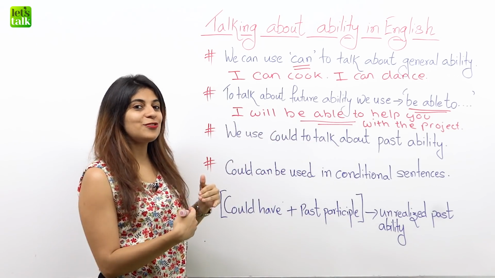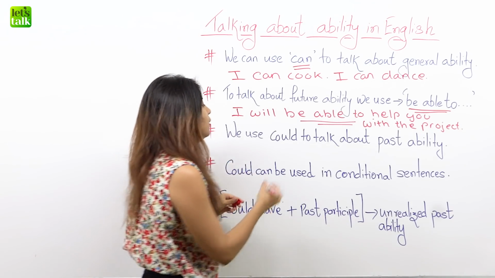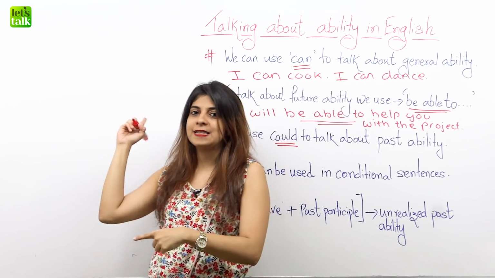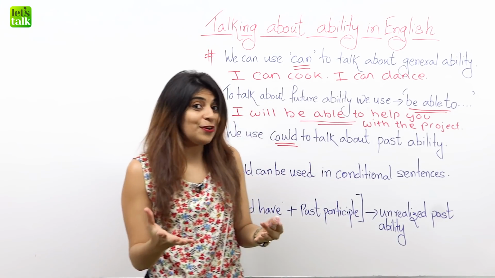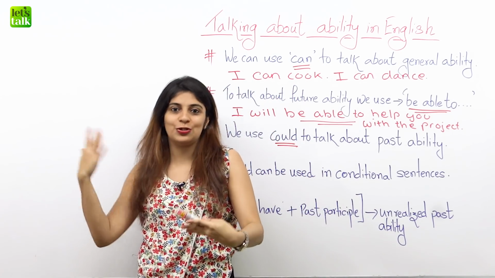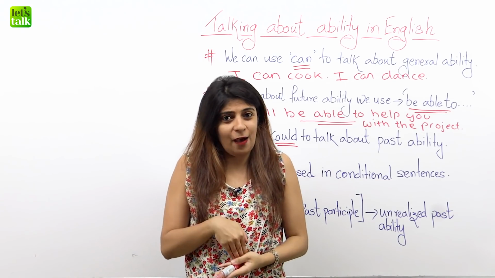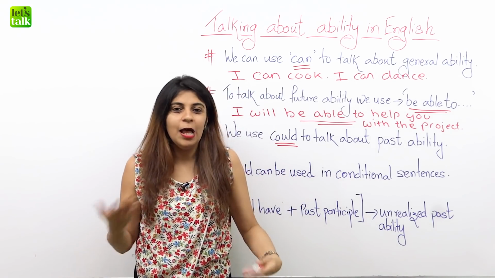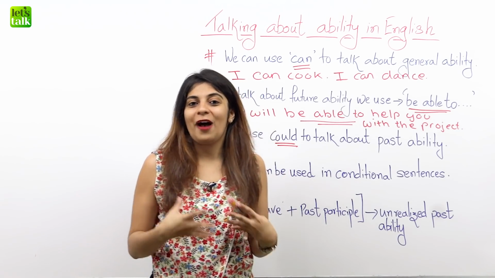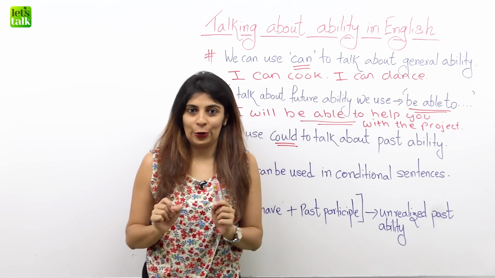Moving on to the next rule that I have for you, we use the word could to talk about past ability. Now there are certain things that you used to be able to do in the past, but unfortunately you can't do it now. Or probably you can, but you were better in the past. So when you talk about your past abilities, you end up using the word could.